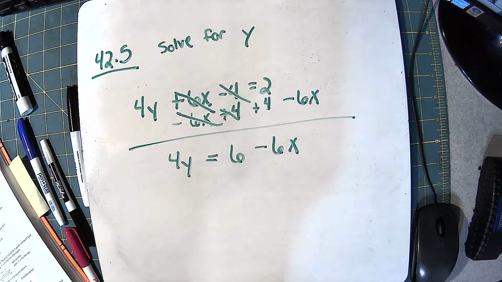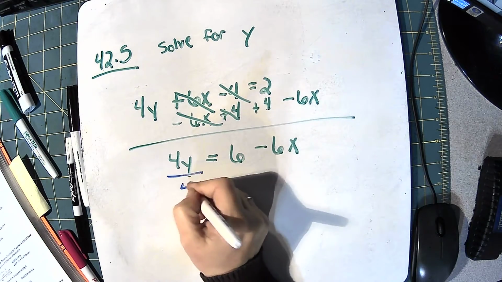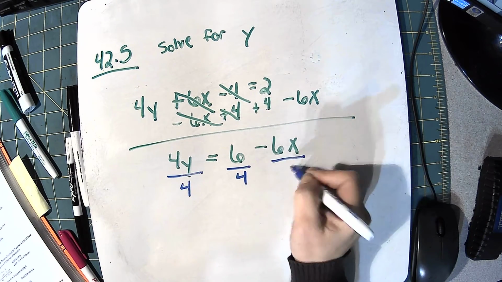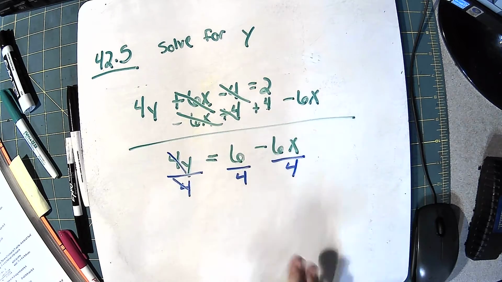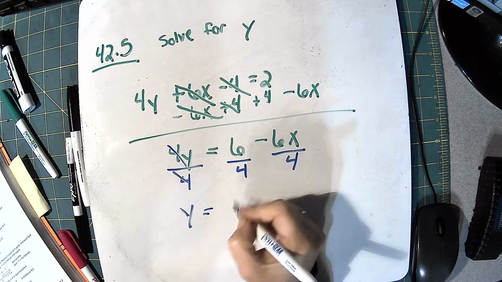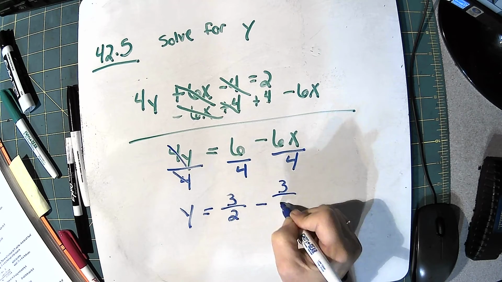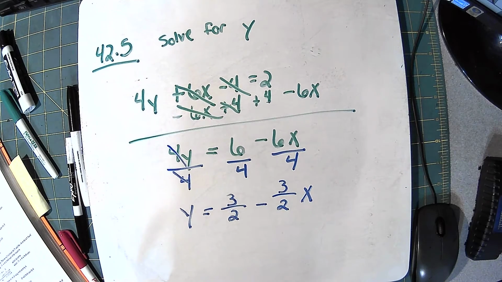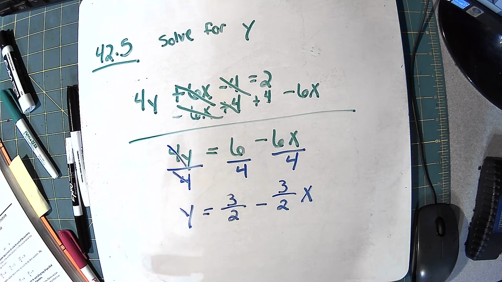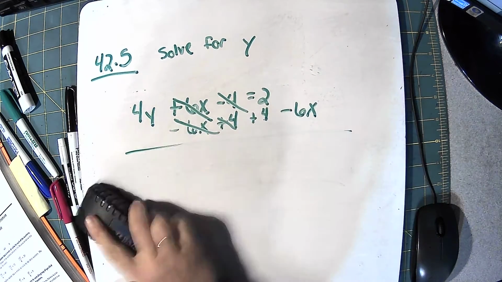Now my last step is divide by 4. And I'm going to get y equals 6 over 4, which is the same thing as 3 over 2, minus 3 over 2x. And that's it for that one. All right, that was the last example problem. So go ahead and work the practice problems, and then I will come back and work them for you.